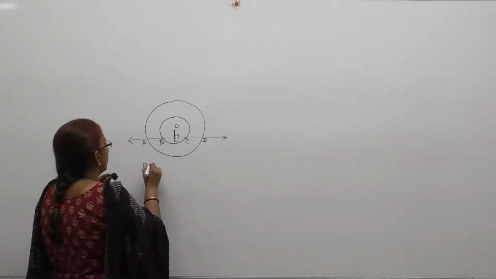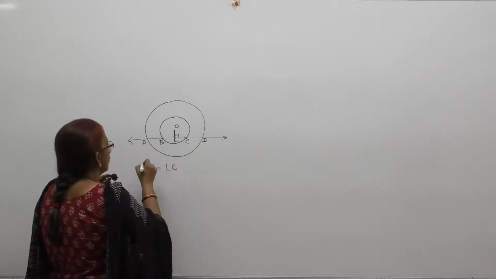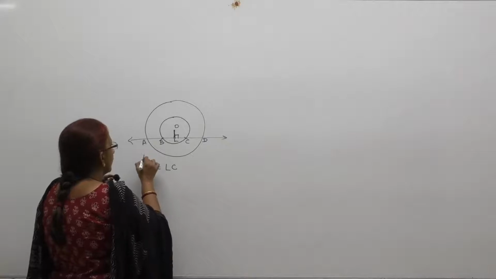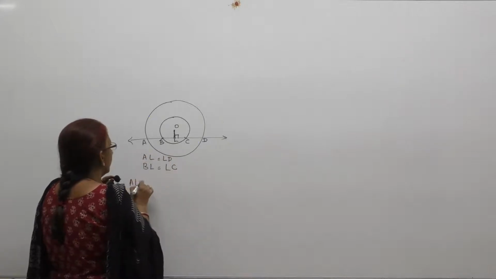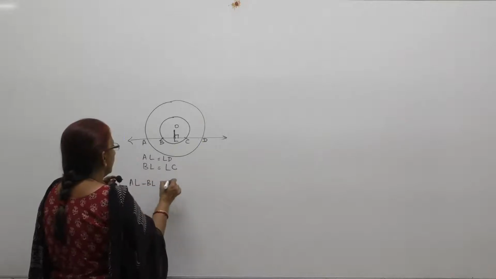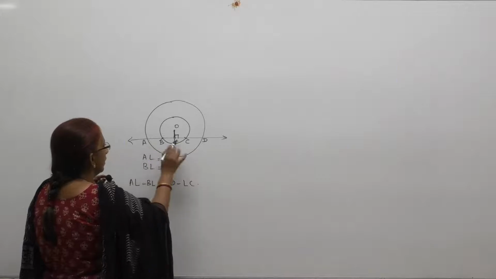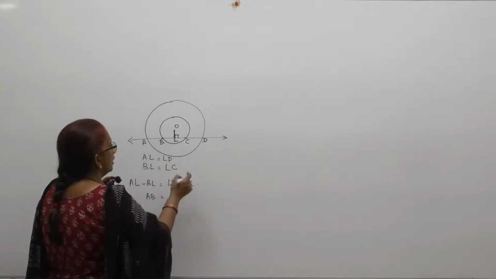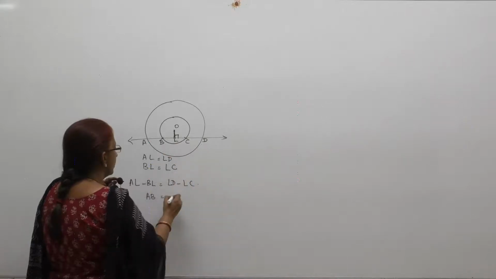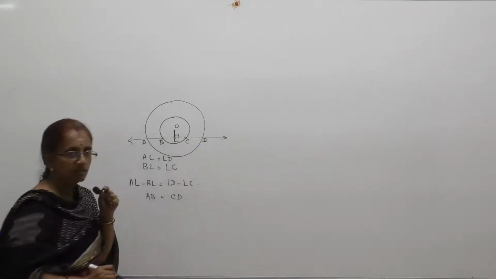So BL equal to LC. You also have AL equals LD. Okay, just subtract. AL minus BL equal to LD minus LC. So what is AL minus BL? AL minus BL is nothing but AB. LD minus LC is nothing but CD. That's all. That is the proof for this problem.